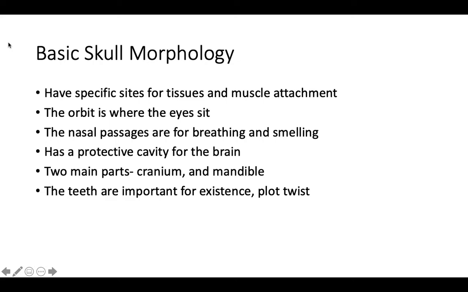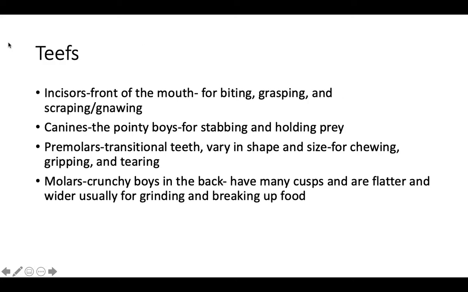And then if we're talking about important parts of the skull, obviously the teeth are pretty important for existence. So for teeth, we've got 4 major types. You've got incisors at the front of the mouth, which tend to be for biting, grasping, scraping and gnawing. You've got canines, which are the pointy ones. That's for stabbing and holding prey.